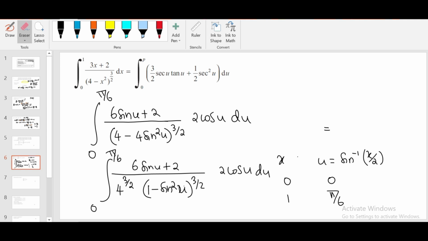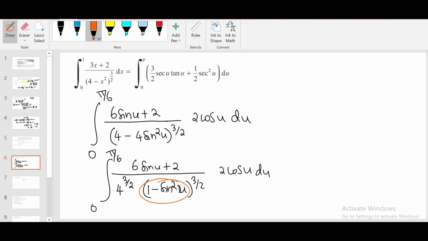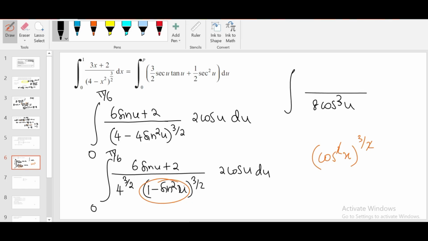Now in the next step, I'm going to replace the 1 minus sine square by cos square. So you will get cos square to the power 3 over 2. When you multiply the powers, it becomes cos cube. And 4 to the power 3 over 2, use your calculator, is basically 8. So we'll get 8 cos cube u, with 6 sine u plus 2, times 2 cos u du, from 0 to pi over 6.